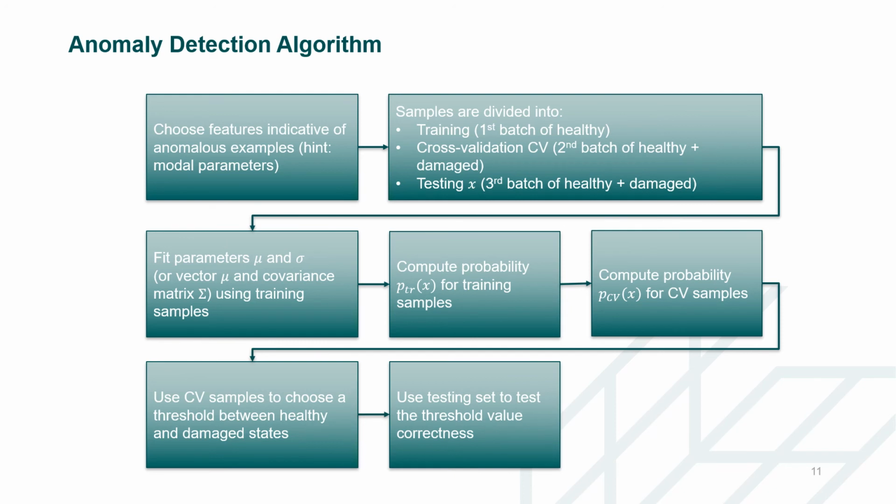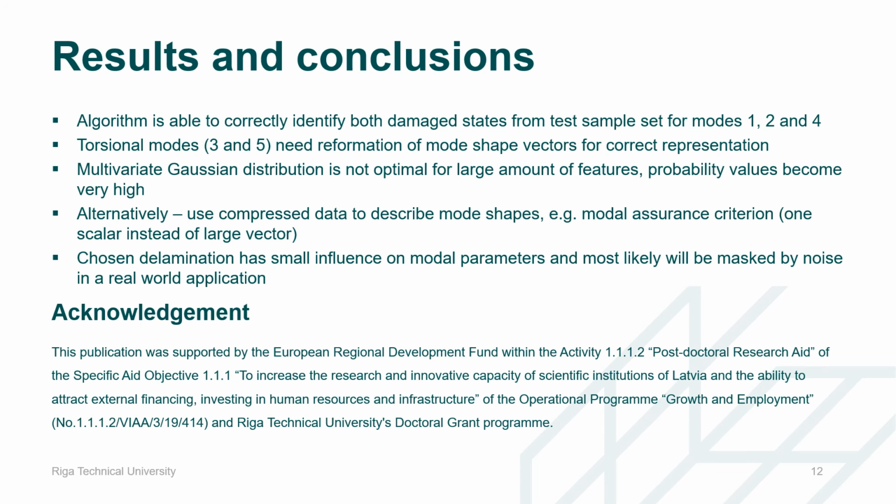Finally, use the testing set to test the correctness of the algorithm. Conclusions. The algorithm is able to correctly identify both damage states from test samples for modes 1, 2, and 4. Torsional modes, however, that is modes 3 and 5, need reformation of mode shape vectors for correct representation.